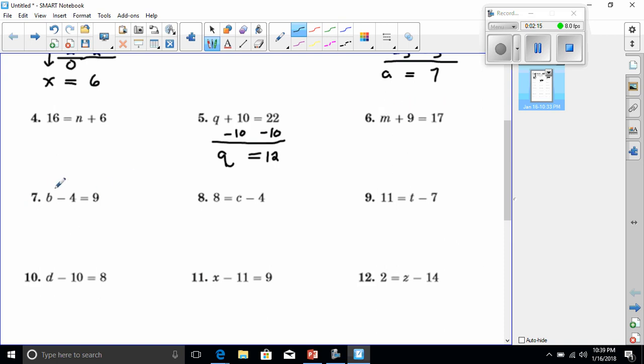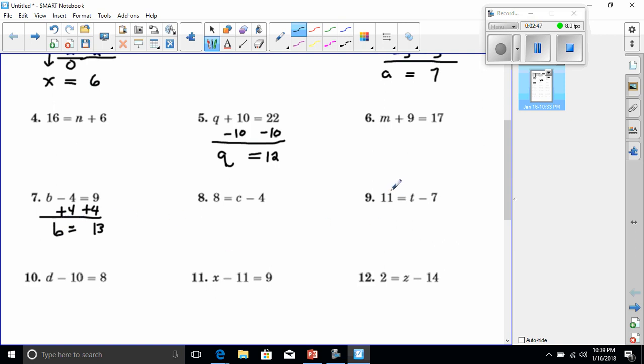Now we have m plus 9 equals 17. Oh, I'm sorry, I almost did the even. Number 7, b minus 4 equals 9. Well, it's a negative sign here. We treat it the same way. We're going to find the inverse, so I'm just going to add 4 to it. For those of you confused, just remember, I could say negative 4 plus 4, or I could say 4 minus 4. I'm still going to get 0. Of course, that means I have to add 4 to this side. And 9 plus 4 is 13. So I have b equals 13.